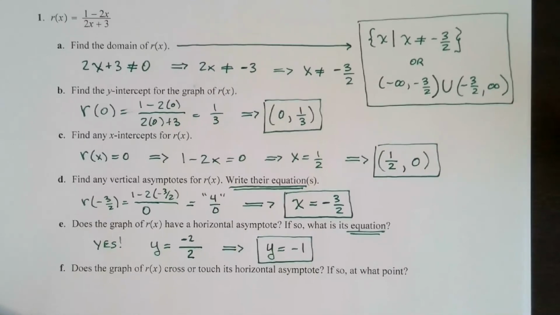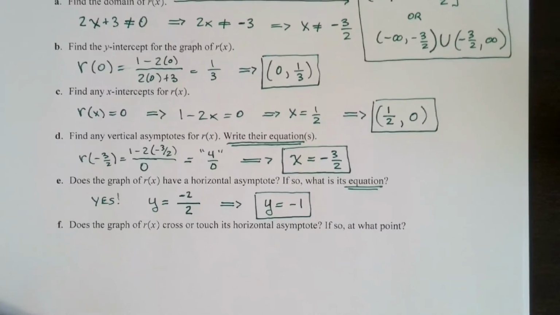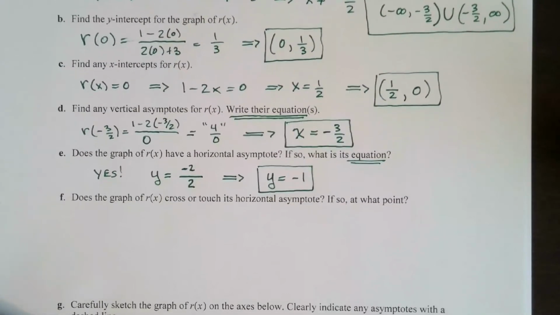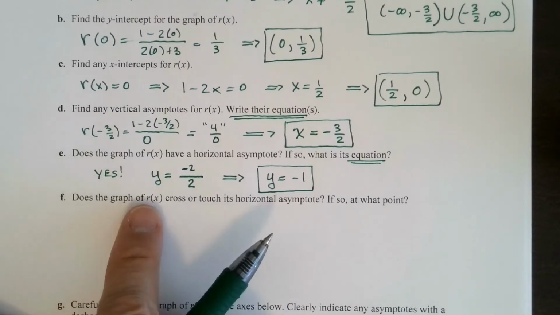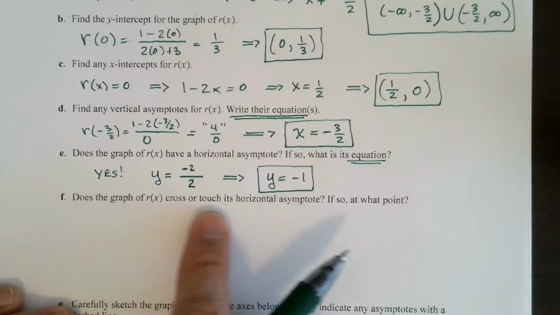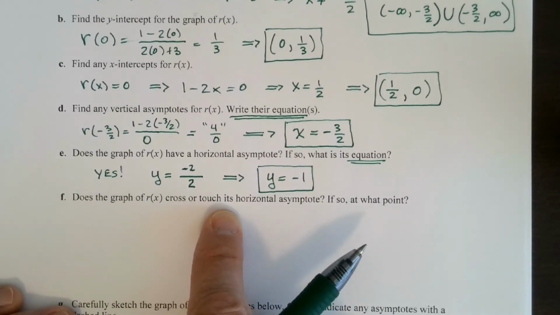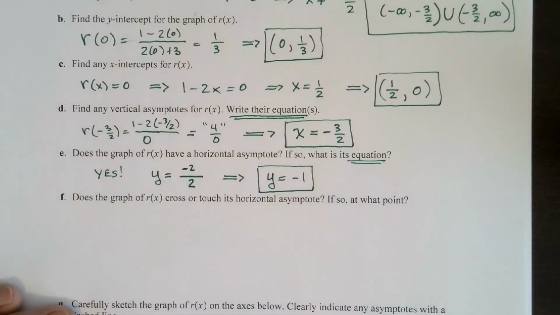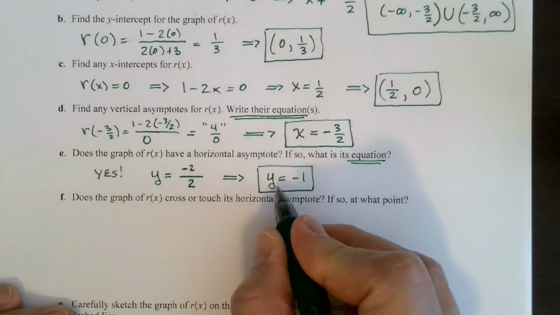Okay, so that's the basic information, and now we transition to beginning to sketch the graph. And one question I like to ask is, does the graph cross or touch its horizontal asymptote? If so, at what point? Of course, this is only the time we would want to answer this if indeed there is a horizontal asymptote, which there is. Y equals negative 1. So the output y is negative 1.